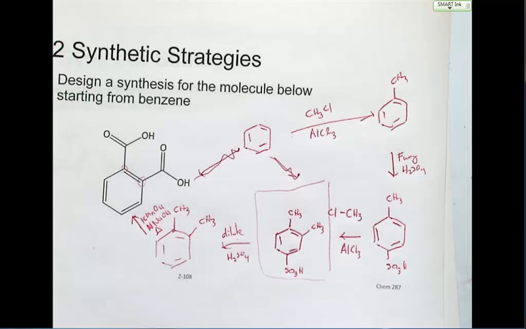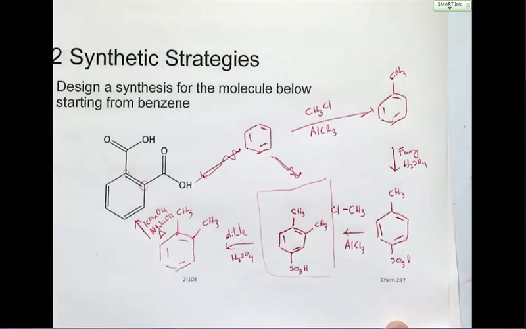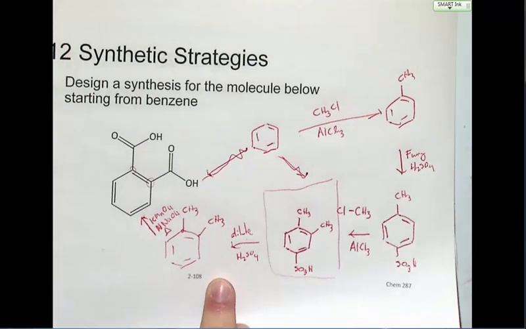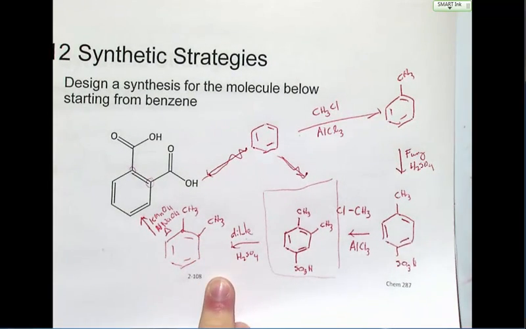Whenever you see two groups that are ortho to each other, you want to be thinking of blocking groups. It's just a thing, and then you got to know your carbon-carbon bond forming reaction, which is Friedel-Crafts. That's how you're going to attach alkyl groups or acyl groups. That's your bread and butter. You got to know that reaction. If you don't have that tool in your toolbox, you're basically SOL. So you got to know that one. Any questions on doing that?